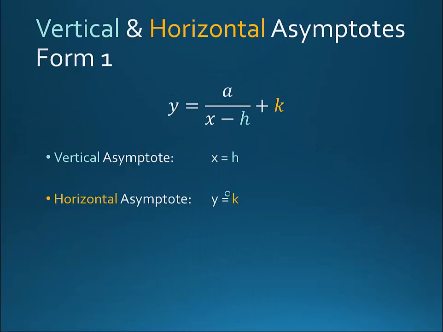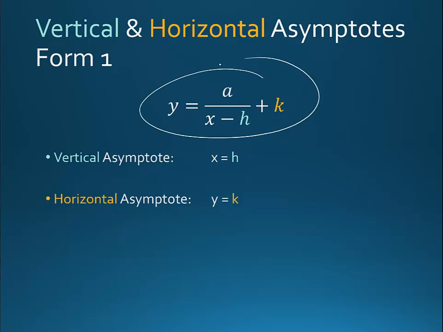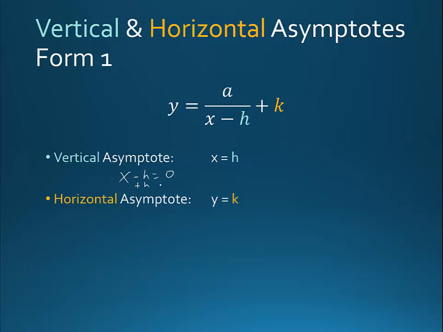Now we have our vertical and horizontal asymptotes with form 1. Form 1 is y equals a divided by x minus h plus k, with your vertical asymptote being x equals h, and your horizontal asymptote being y equals k. For your vertical asymptote, just set whatever your denominator is equal to 0 and solve for x. So if you have x minus h equals 0, add h to both sides, and x would equal h. Then your horizontal asymptote will just be whatever is added to the outside, or subtracted.